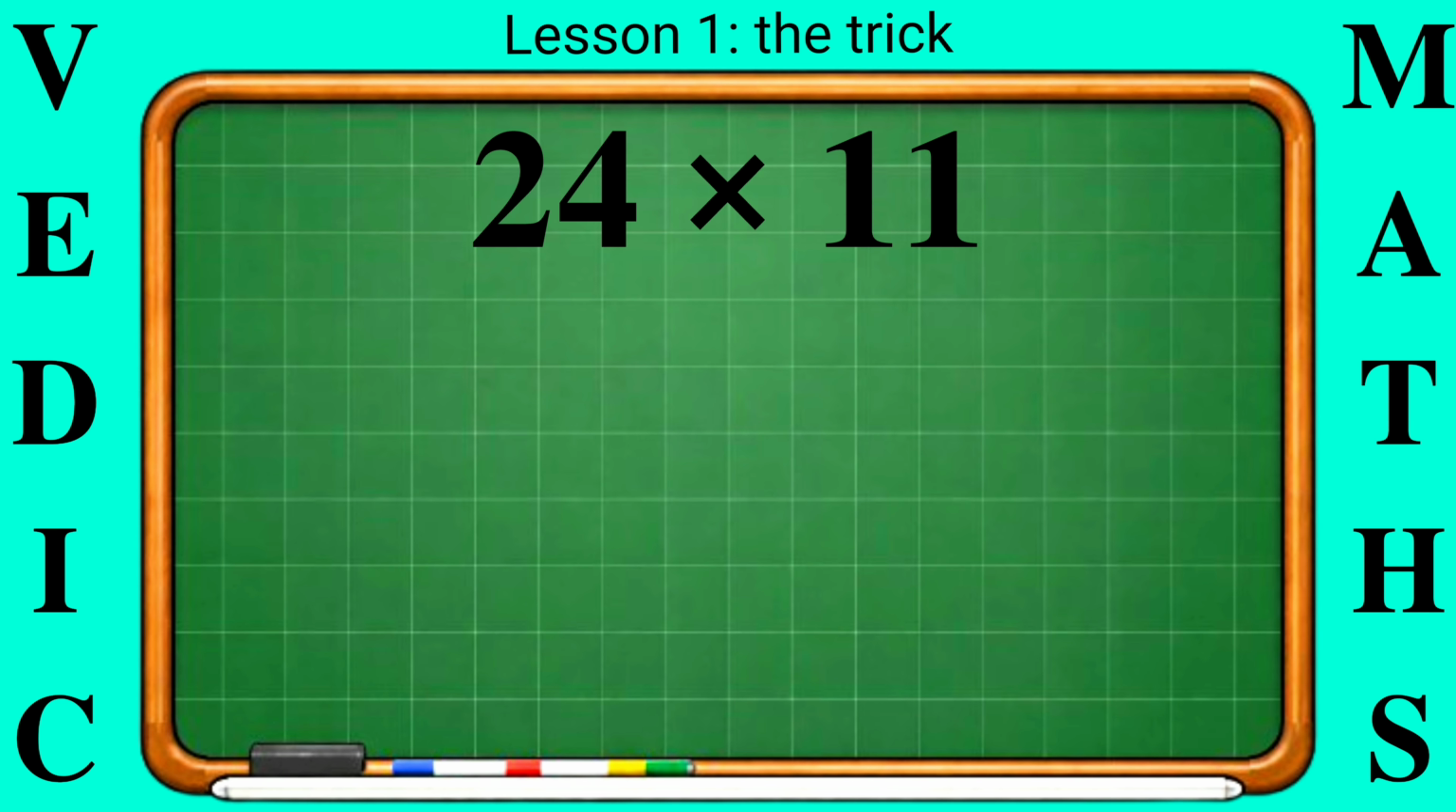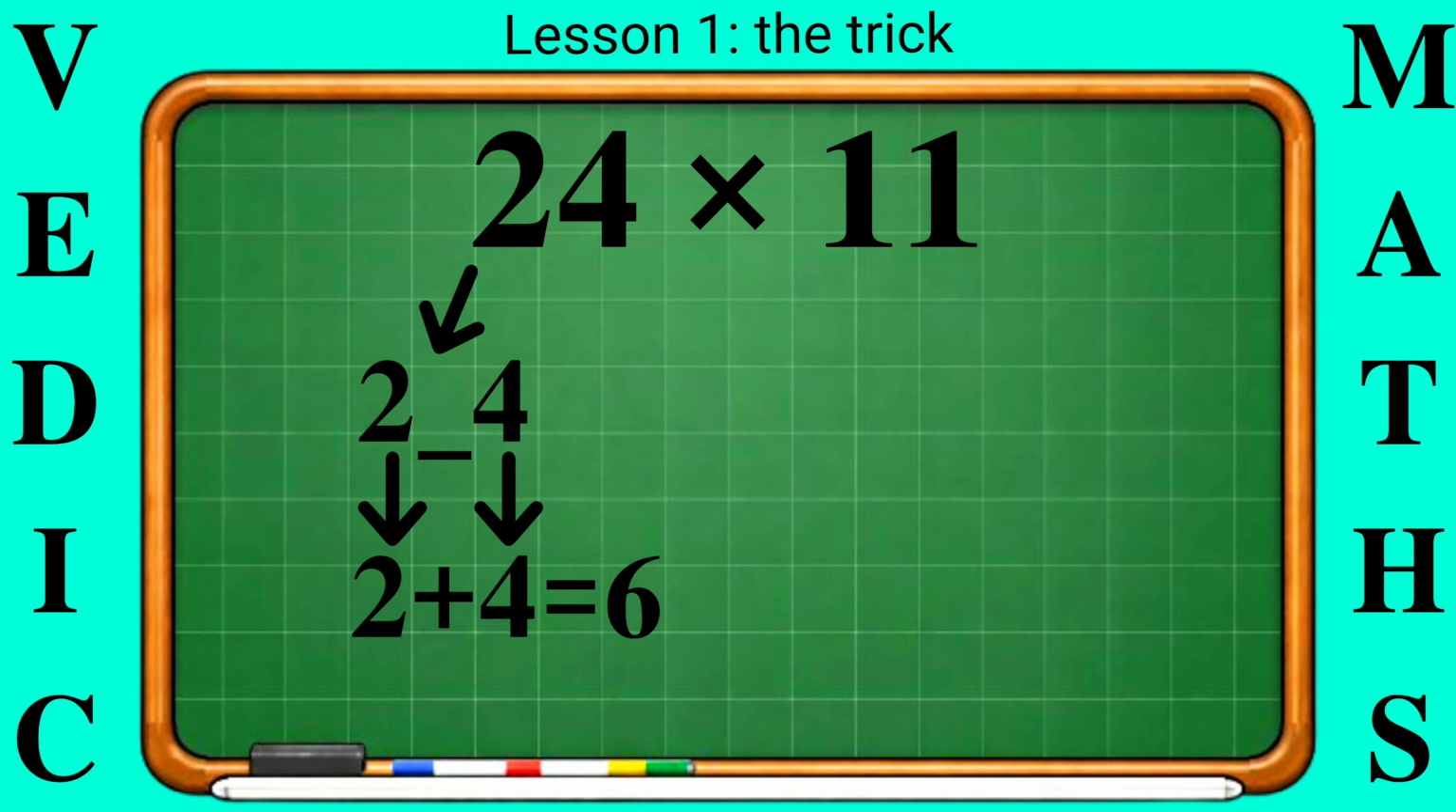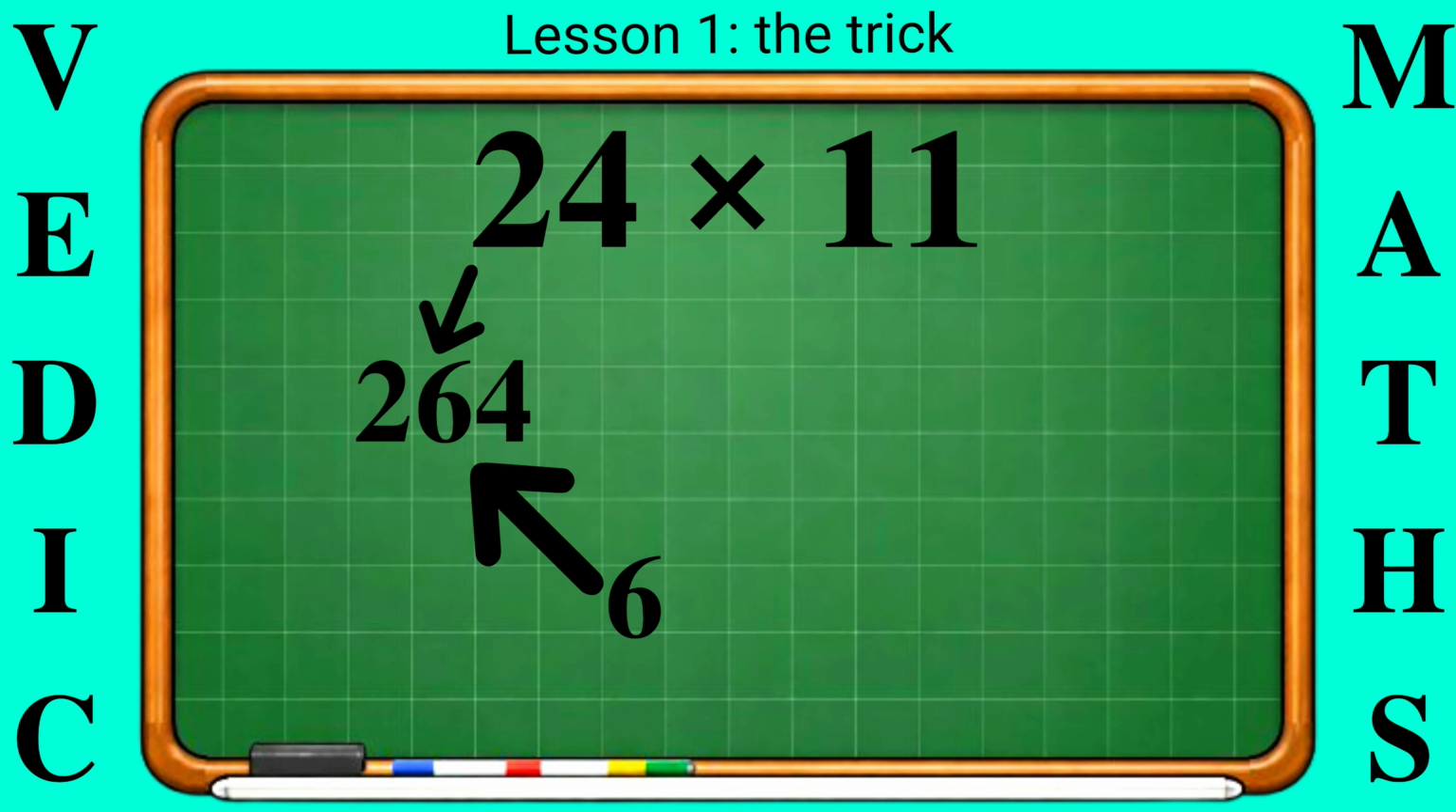First, we take the two-digit number and put a space in between both the digits of the number. Now add both digits of the number, which could be 6. So the answer is 264.